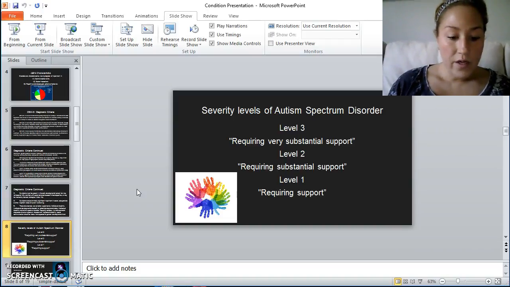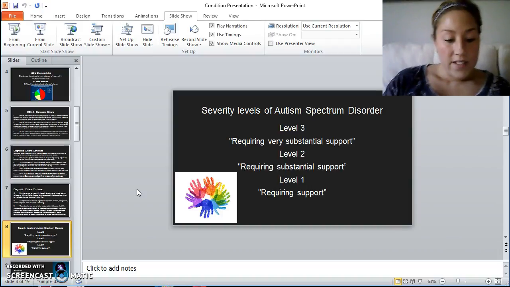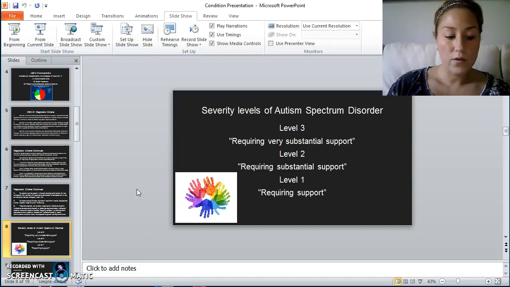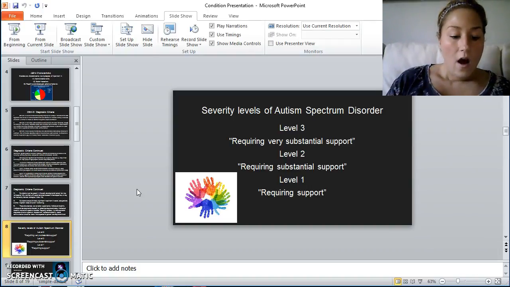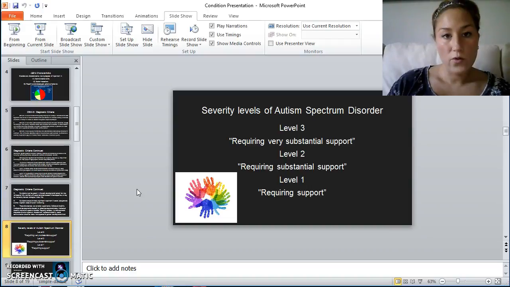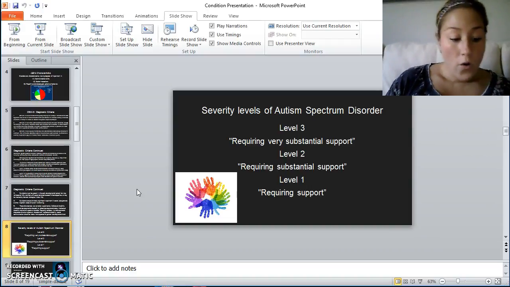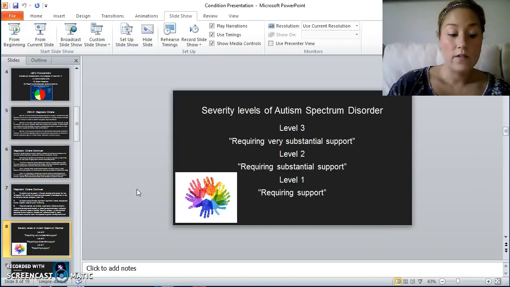So for level 3, that's requiring very substantial support. It's basically when there's severe issues with the verbal and nonverbal social communication skills, very limited social interactions, and very minimal response to social interactions. Extreme difficulty coping with change, also repetitive behaviors, and great distress or difficulty changing focus or action.